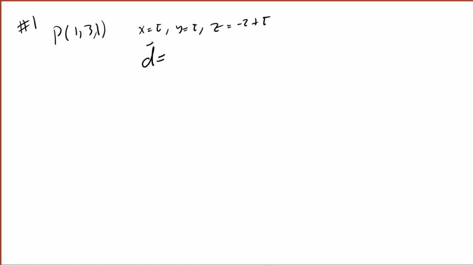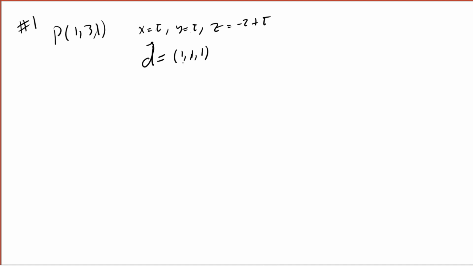Find an equation for the plane which passes through the point P, which is (1, 3, 1), and contains the line x equals t, y equals t, z equals minus 2 plus t. Okay, so this is the line. Let me write the direction vector for this line. That's going to be (1, 1, 1). So that's the direction vector for the line.